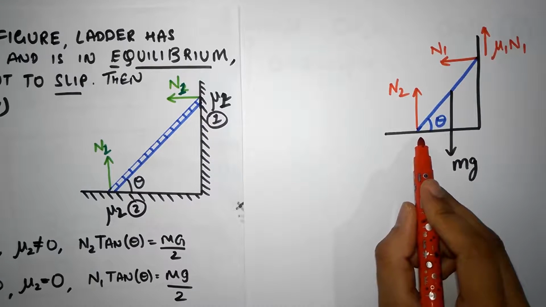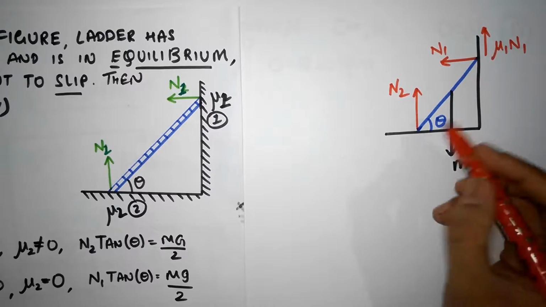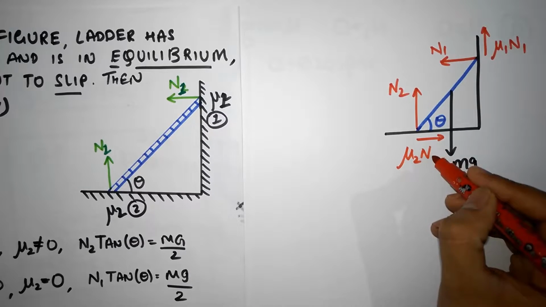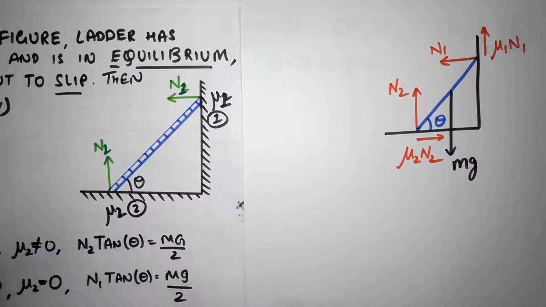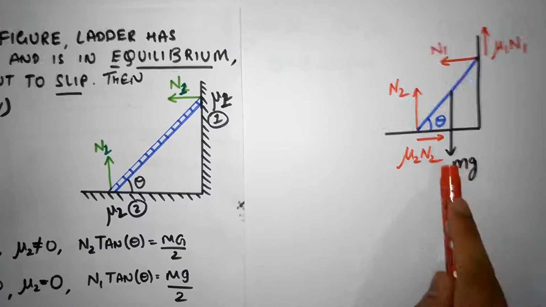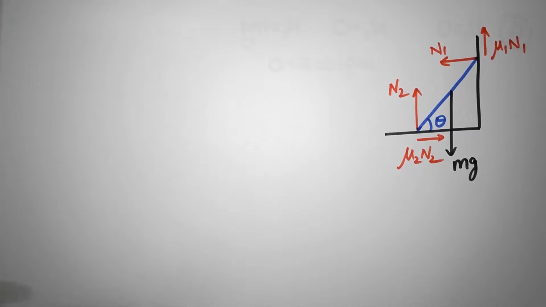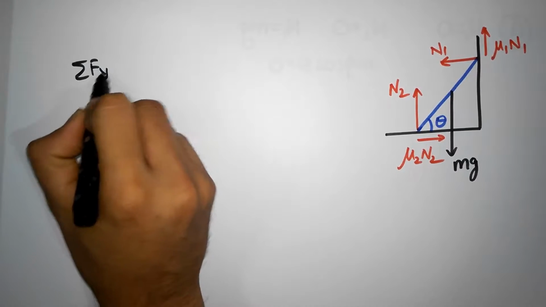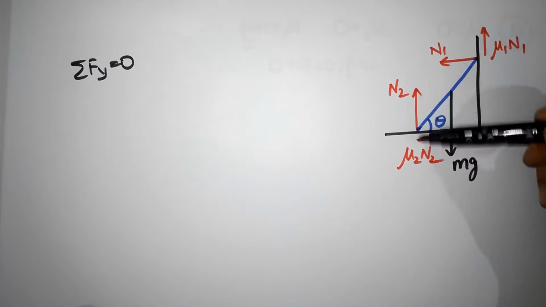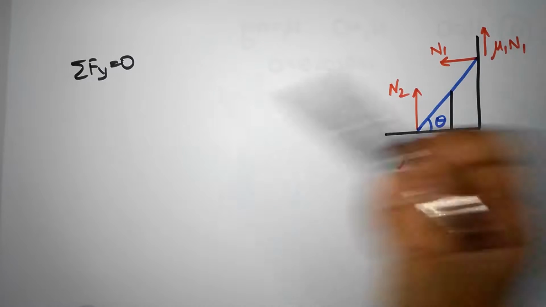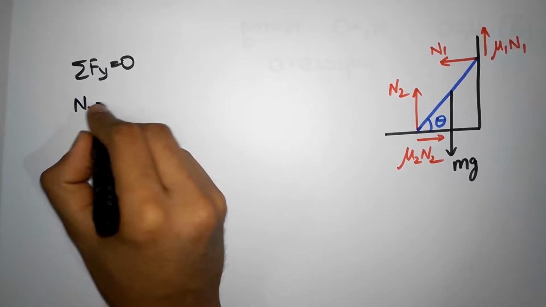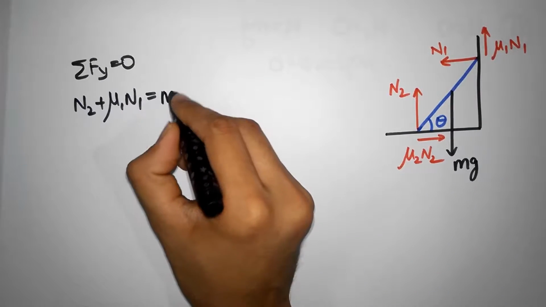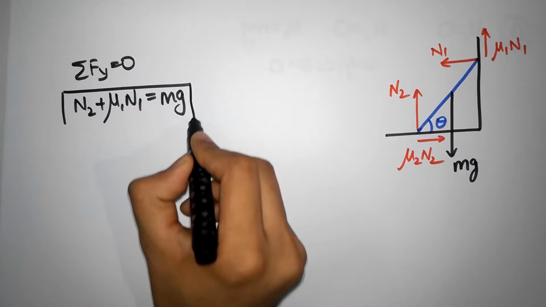And friction over here, let's see. The ladder is about to slip this way, so the friction will be in this direction. And that will be mu2 times N2. These are the only forces. Yep, these are the only forces. Let's quickly build equations. We will say net force in y must be 0. The upward forces are N2 and mu1 N1. So N2 plus mu1 N1 must be equal to mg. Okay, that's equation number 1 for us.